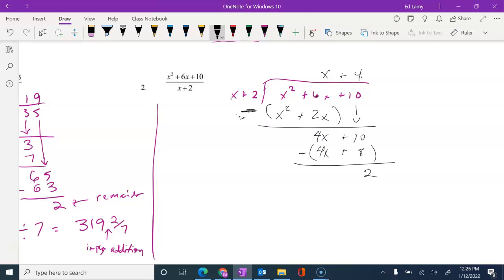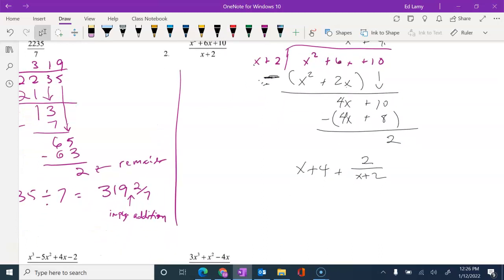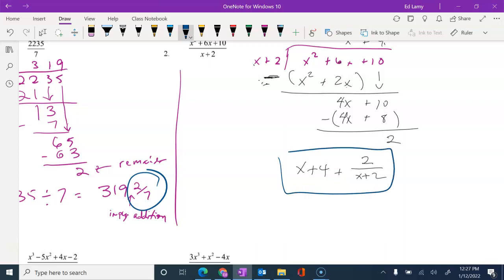So the answer, the quotient, is x plus 4 and the remainder over the divisor, plus 2 over x plus 2. Just like we did over here with the numbers, we put the 2 sevenths, the remainder over the divisor. We do the same with polynomials. And that implied addition, we actually make an addition. Plus 2 over x plus 2. And that's our solution. Or that's our quotient.